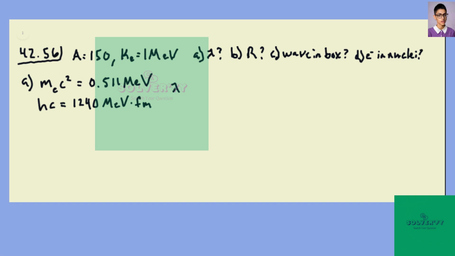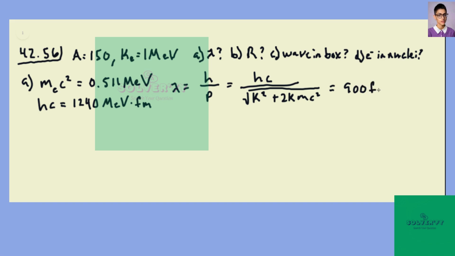So the de Broglie wavelength is going to be Planck's constant divided by the momentum. It is going to be hc divided by the square root of the kinetic energy squared plus 2 times the kinetic energy times mc squared. And so the wavelength of this electron is going to be 900 femtometers.